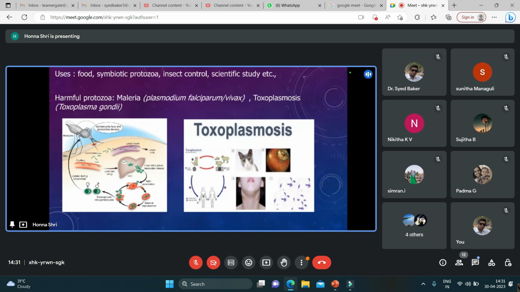The harmful protozoa: we are well aware of the harmfulness of protozoa like malaria, which is caused by Plasmodium falciparum or vivax, and even toxoplasmosis caused by Toxoplasma gondii.